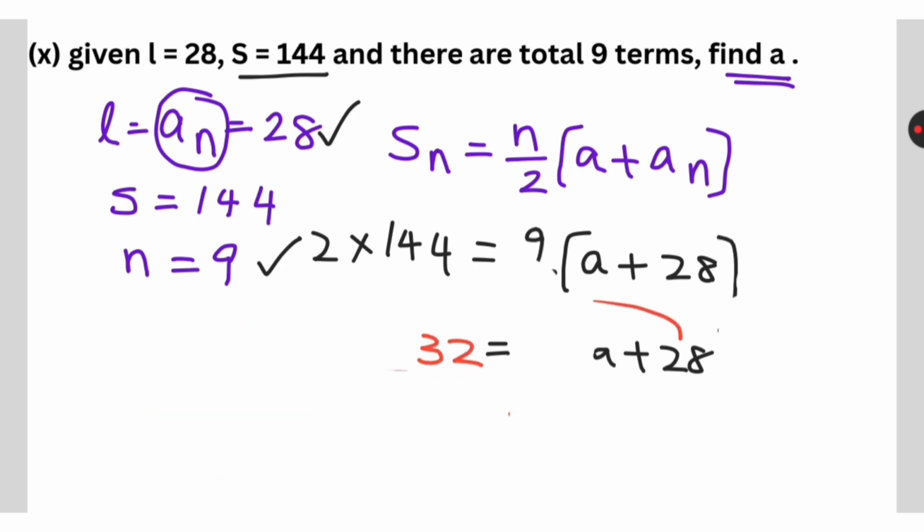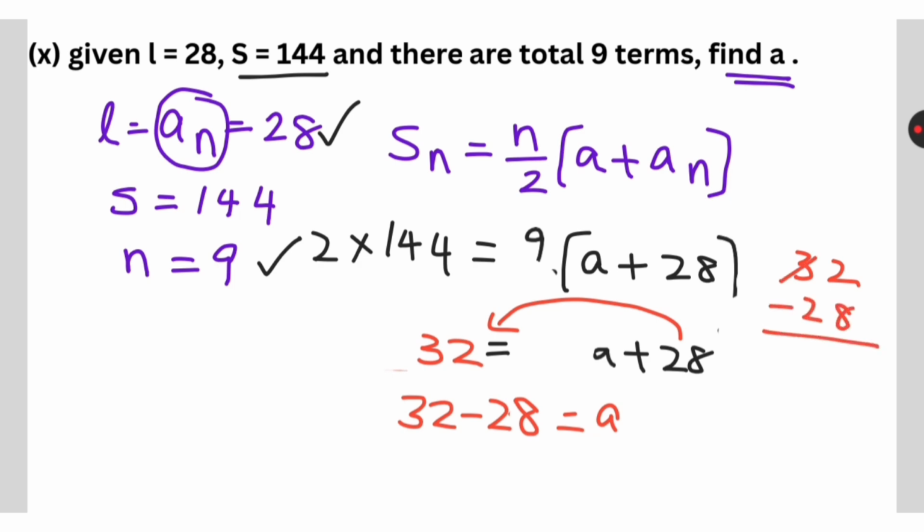Plus 28 sent to the left hand side becomes minus. So 32 minus 28, that is our first term. 32 take away 28. 12 take away 8 is 4. So the first term is 4. That's it. This is the end of part 1.